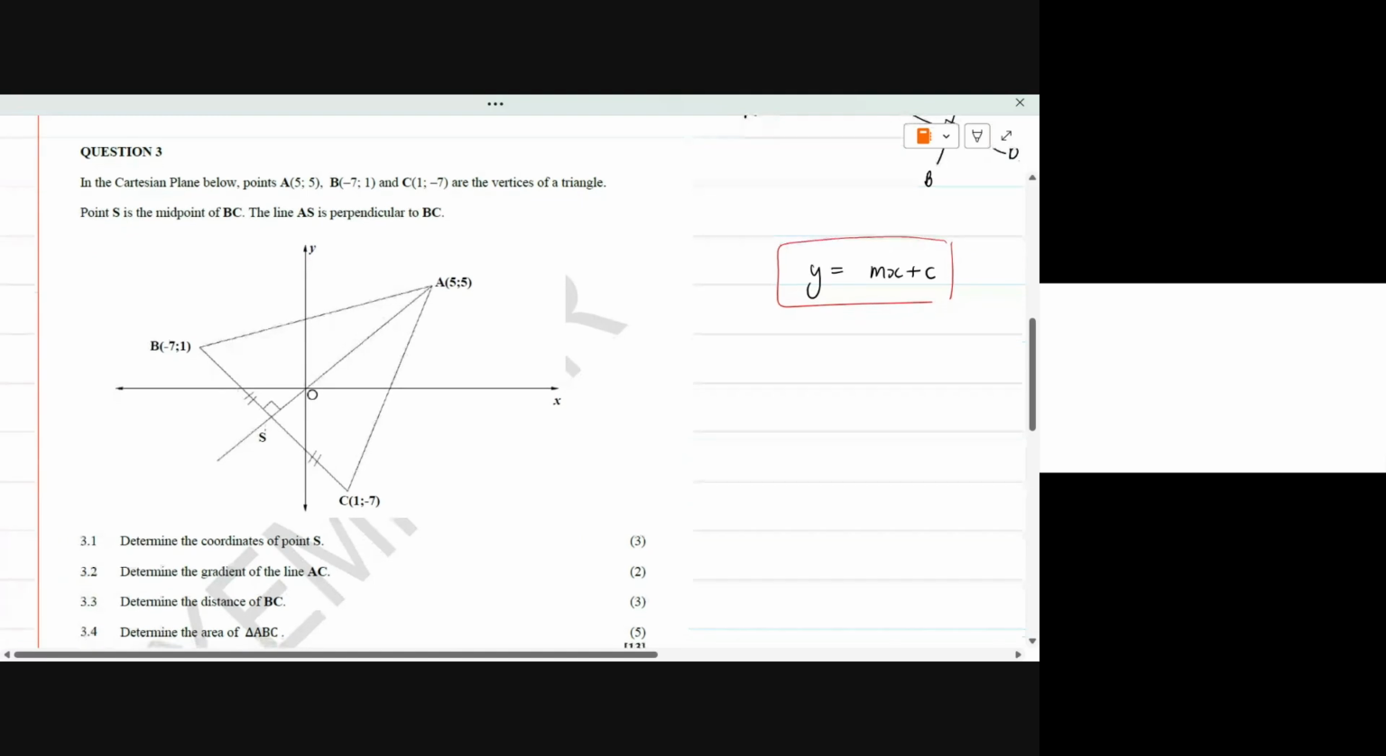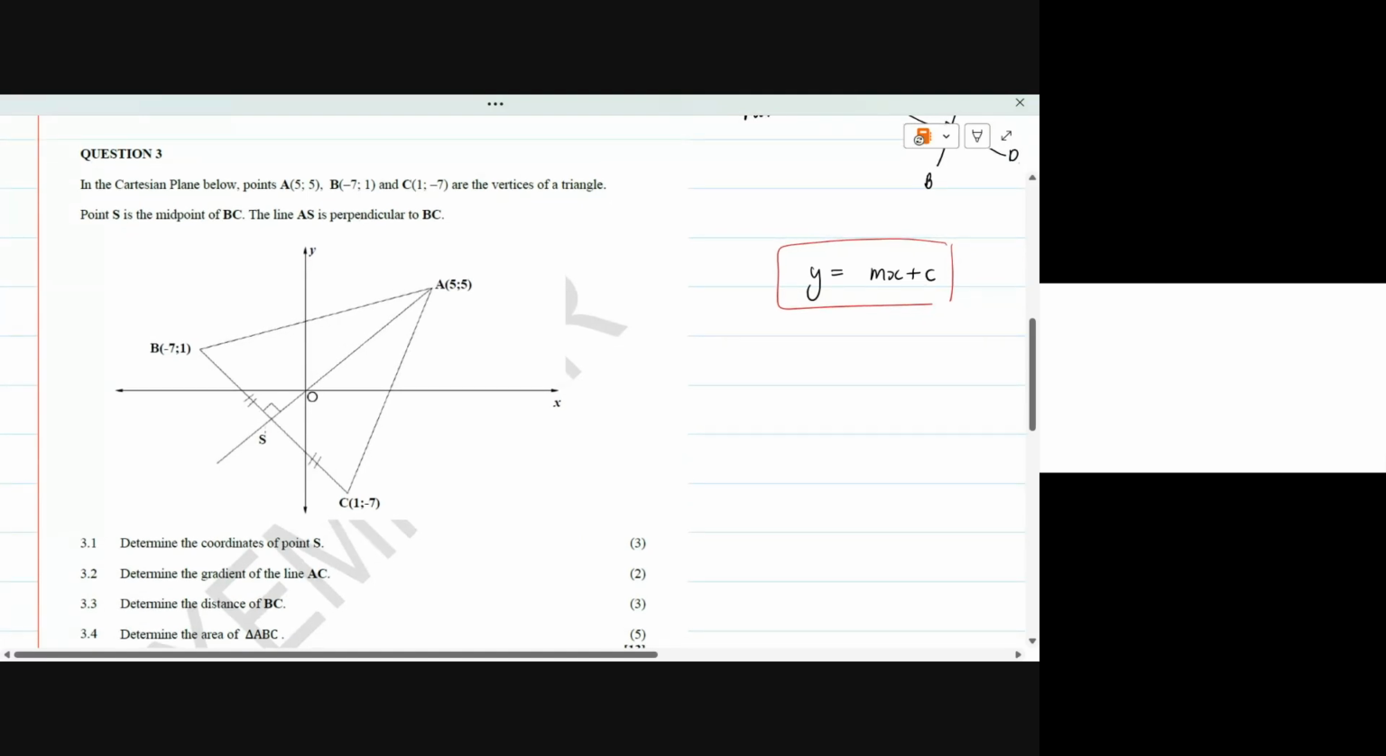We know step number 1, read. Always read. Okay, so it says here, in the Cartesian plane below, points A (5, 5), B (-7, 1), and C (1, -7) are the vertices of a triangle. Then we're told that point S is the midpoint, so we already know that if they ask us to calculate the midpoint, we already have a midpoint formula that we can use. Then it also tells us that the line AS is perpendicular.